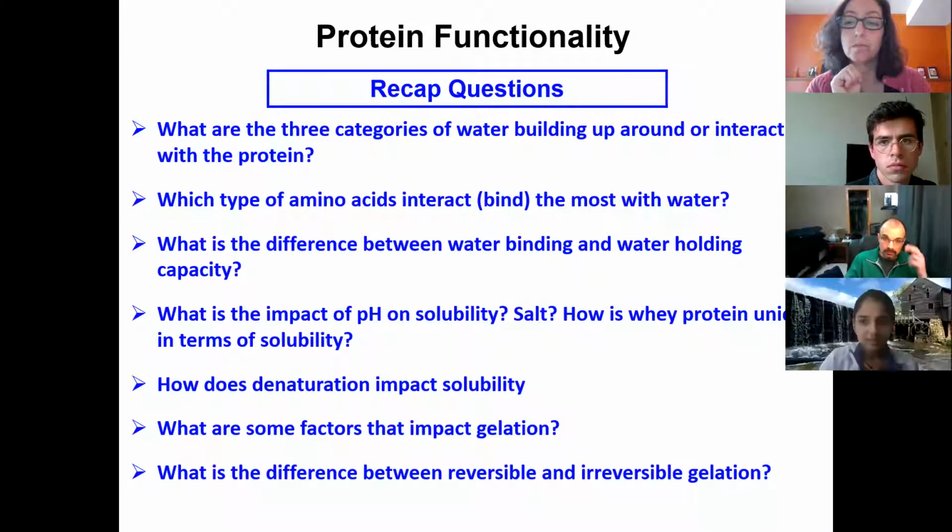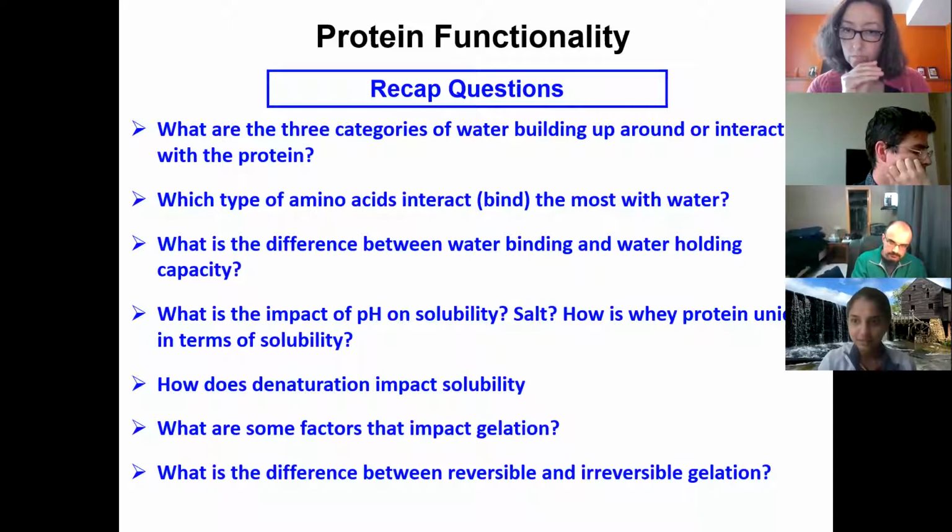It depends on the type and the amount of salts. Some salts can help the protein to charge up better and interact with water, which is called salting in. And then there are some salts like ammonium sulfate, which shield the charges on the protein and cause protein aggregation, so they reduce solubility. There's also chaotropes.